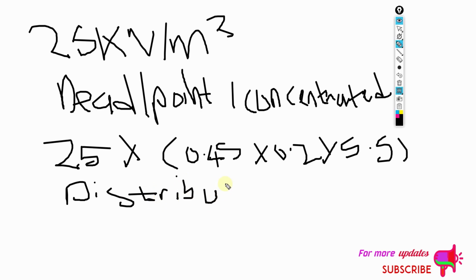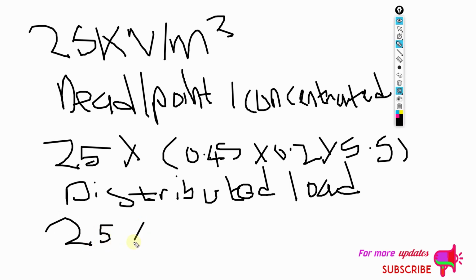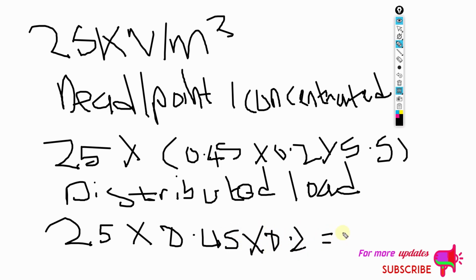So the distributed load disregards the length. So that will be just 25 multiplied by 0.45 multiplied by 0.2. That will be about 2.15.5 kilonewtons per meter. Now this one will be in kilonewtons. The above 13.9. So our beam, the dead load of our beam is that.